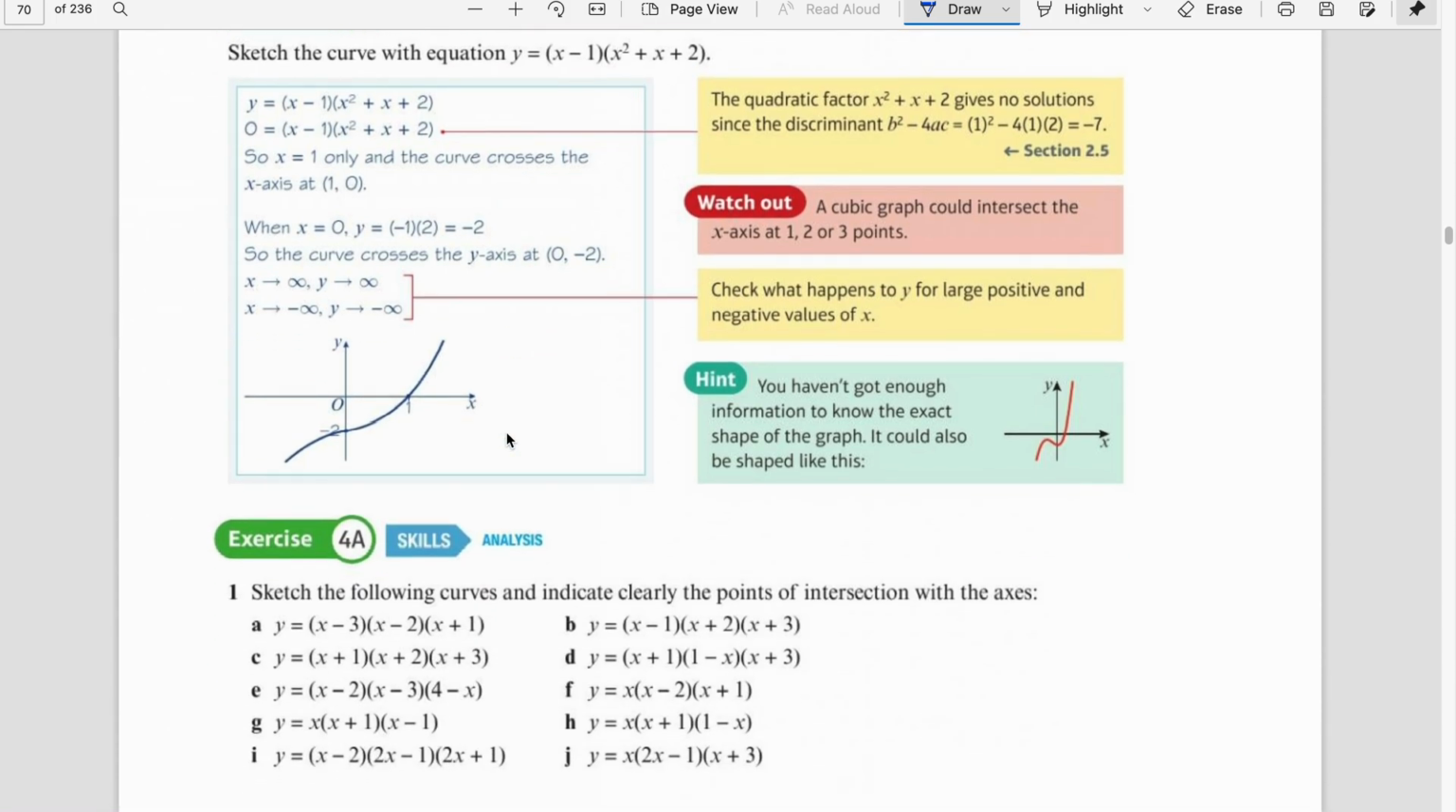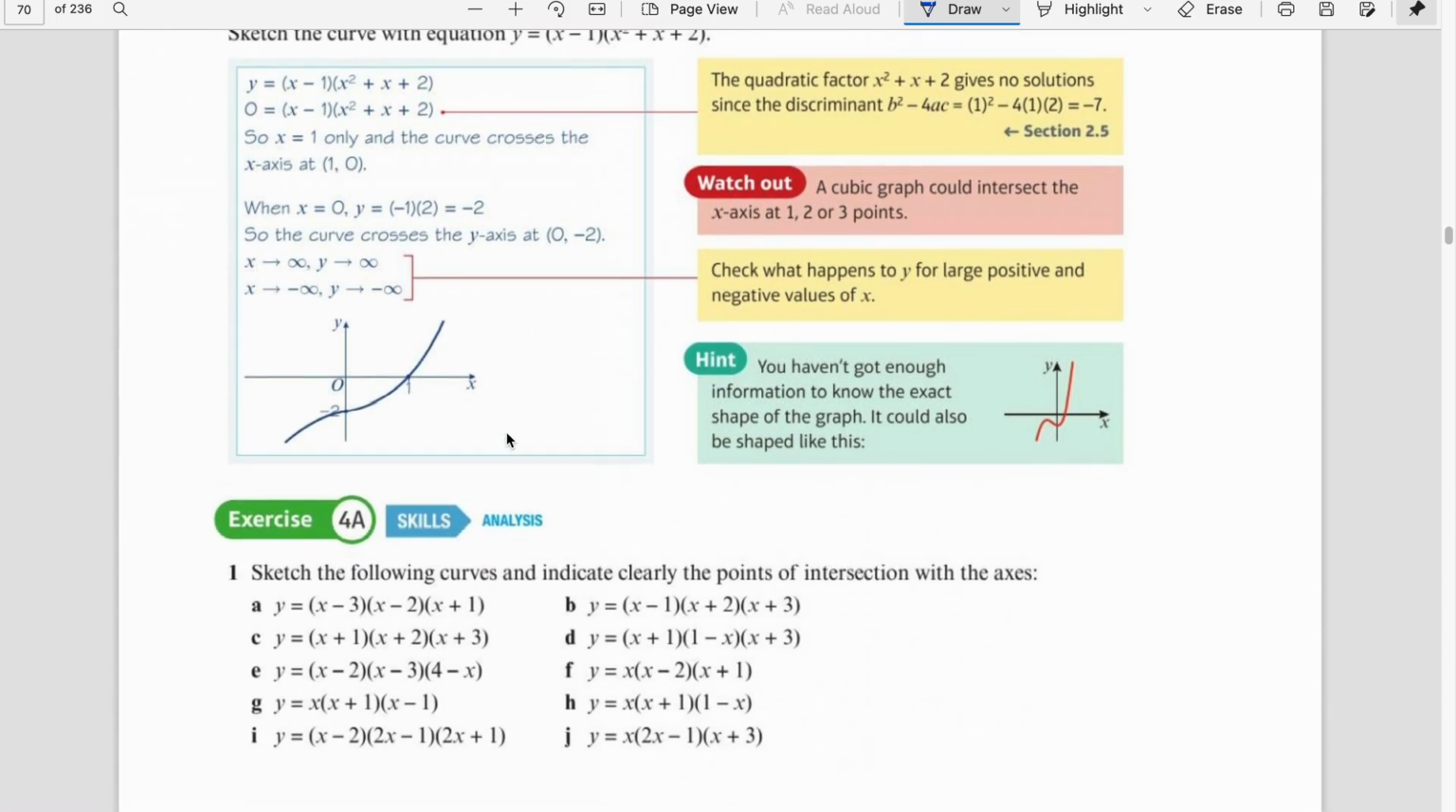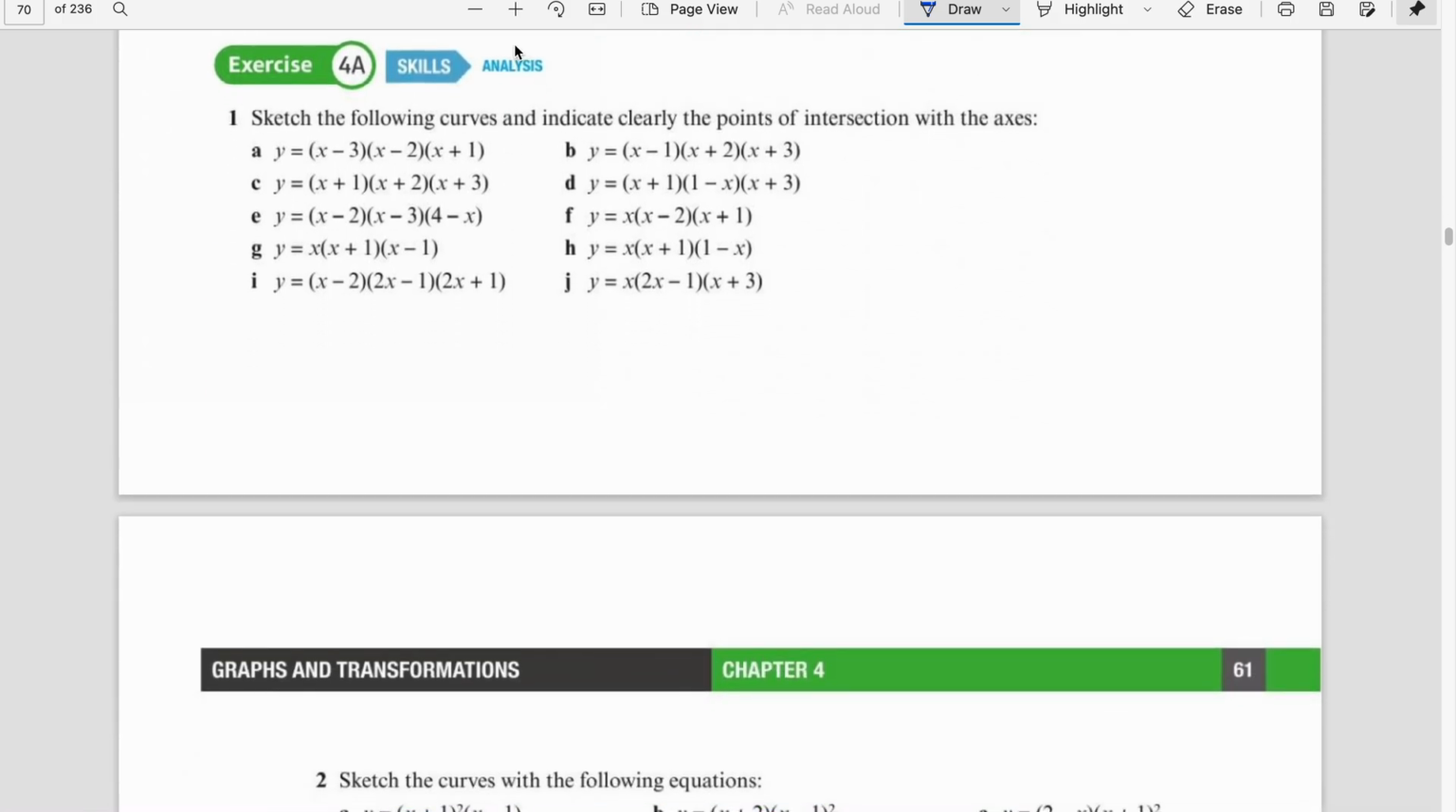Sketching a few more examples. Exercise 4a. Sketch the following curves and indicate clearly the points of intersection with the x-axis. So when we look at this, we know that this is x equal to +3, +2 and -1. So plus, this is 1, 2, 3, -1, -2. So +3, then +2, then we have -1.